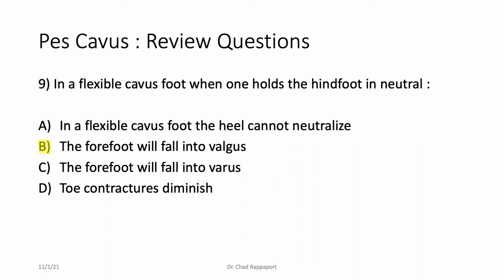Just the opposite, if one holds the subtalar joint or the hindfoot in neutral in someone who has a progressive collapsing foot deformity, the forefoot will typically fall into varus.